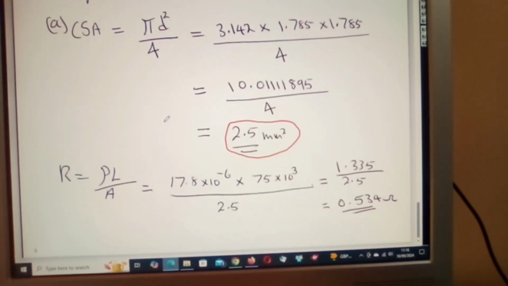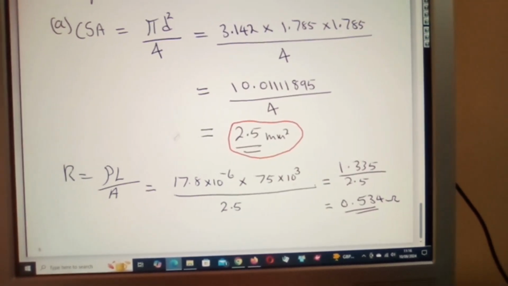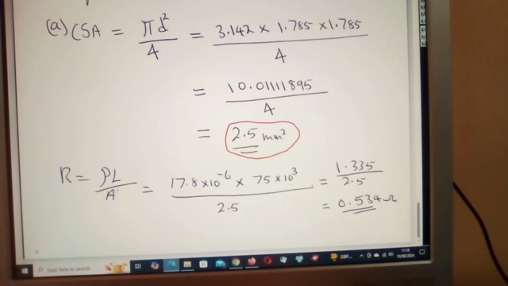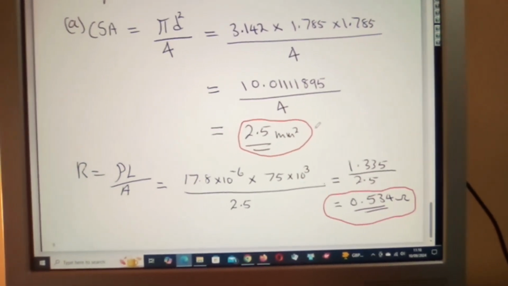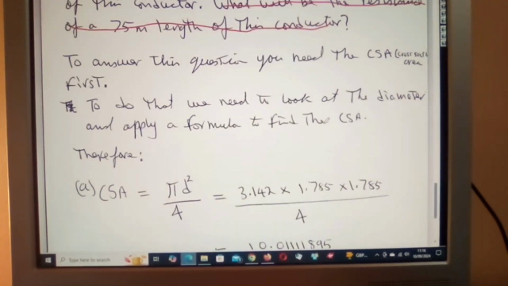We then need to find the resistance. R equals rho L over A, and that gives us 0.534 ohms for that length of conductor.